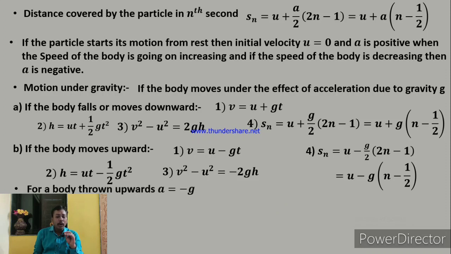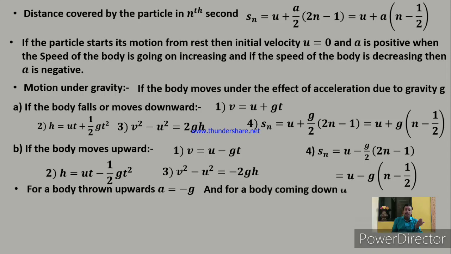So for a body thrown upwards, a is equal to minus g, and for a body coming downward, a is equal to plus g. From these two conditions, we have to remember these two points. If a body is thrown upward, then a is equal to minus the acceleration due to gravity, and for a body coming downward, a is equal to g.